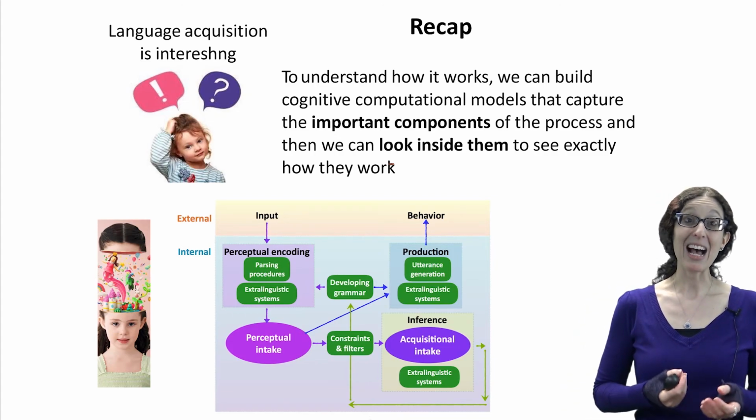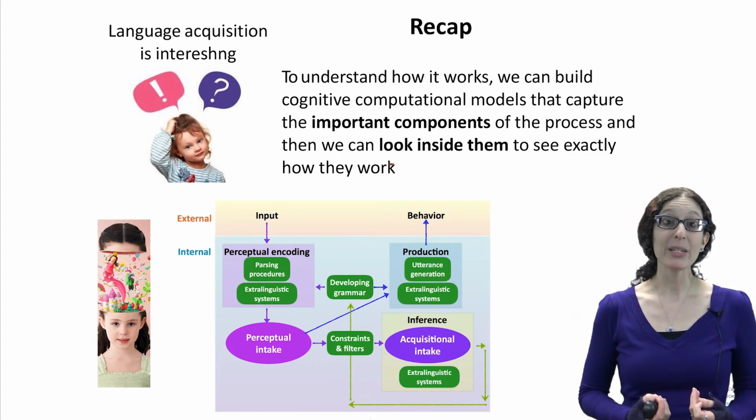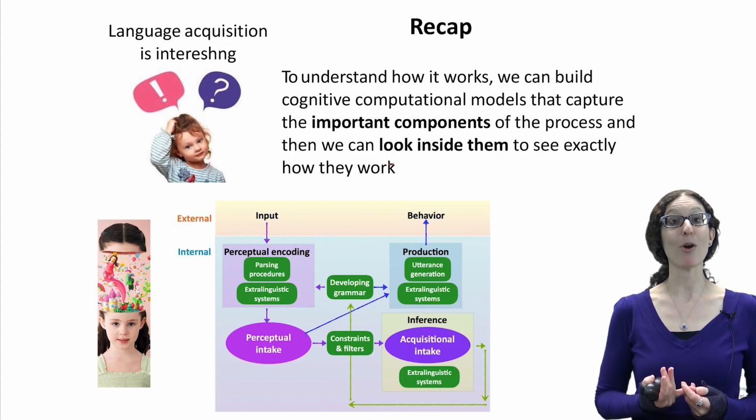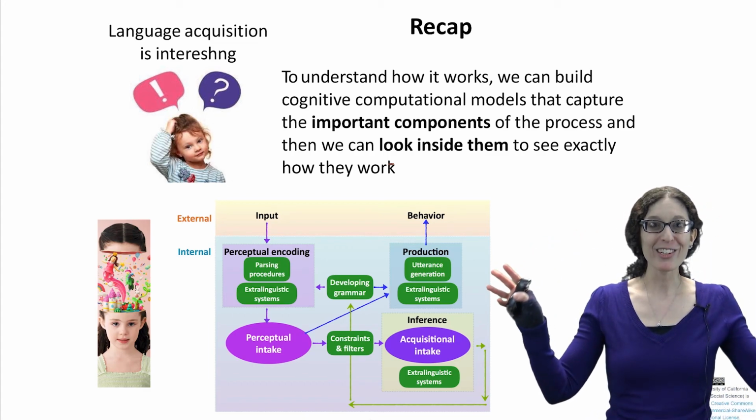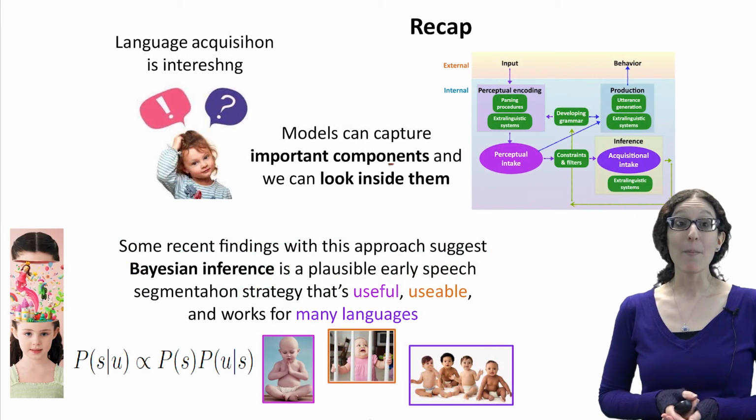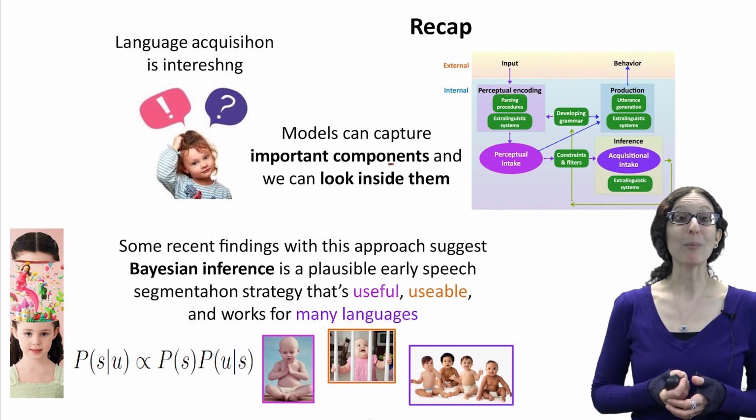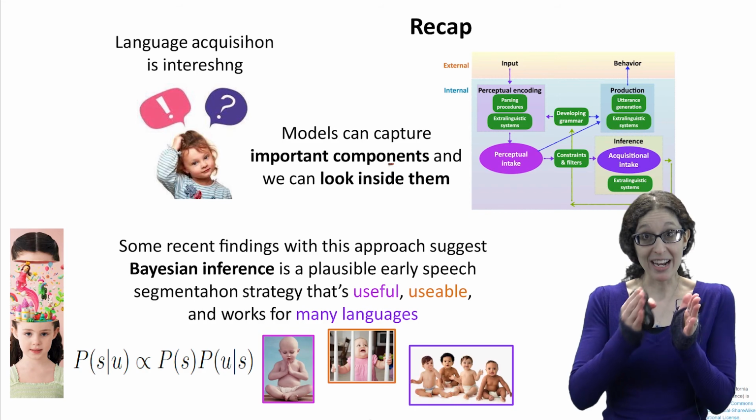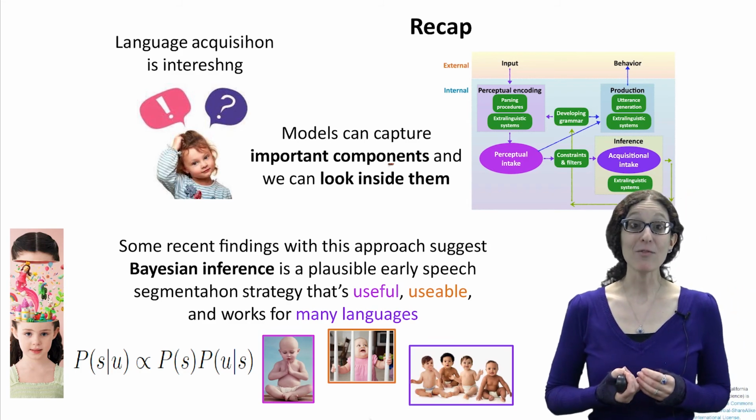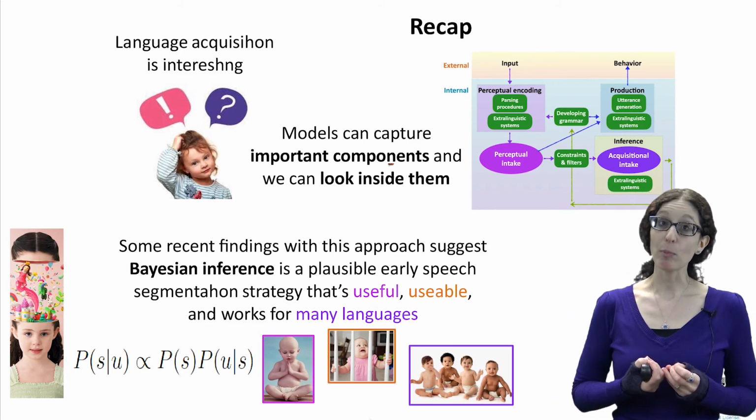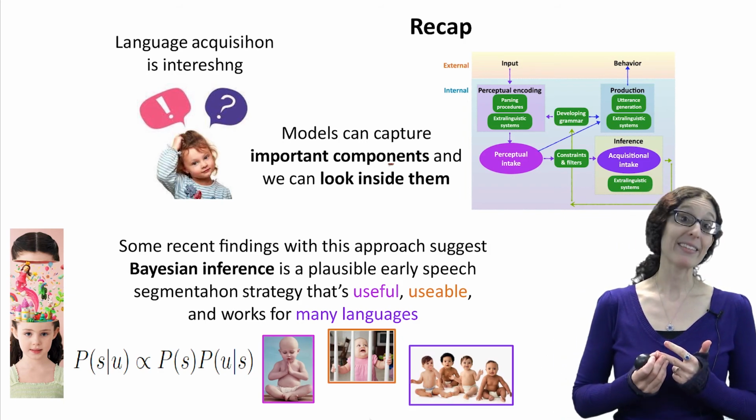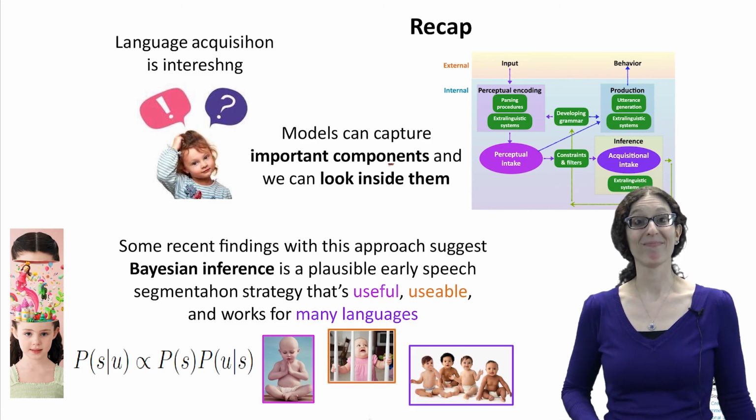So to understand how this process works, what we can do is build cognitive computational models that capture the important components of the language acquisition process. And then when they work, we can look inside them and see exactly how it is that they work, why they work. So by model building this way, we have found that, for example, for the process of speech segmentation, which is dividing a fluent stream of speech up into useful pieces, a strategy that relies on Bayesian inference seems to be a really good idea. It's a plausible learning strategy that's useful for kids, usable by little tiny kids, and something that works well for a lot of different languages.